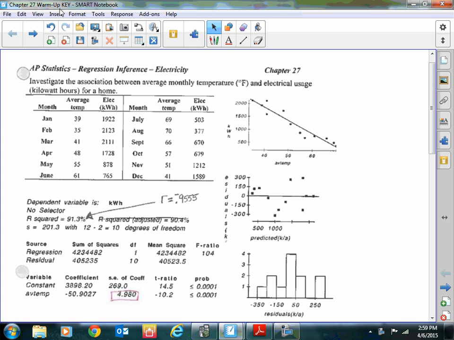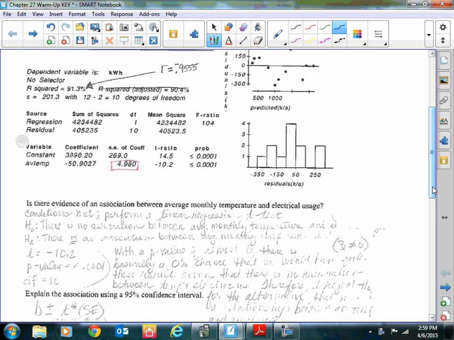All right, so let's see if we can get through this recording of the warm-up review pretty quickly. This is a problem about the average monthly temperature in degrees Fahrenheit, and then the electrical usage. You would probably think that your average temperature is your x variable, because that would be explaining the electric usage. Another thing that can confirm that is down here where it has your variables. Your y-intercept is the constant, and your x variable is the average temp. All right, so we're going to get started.